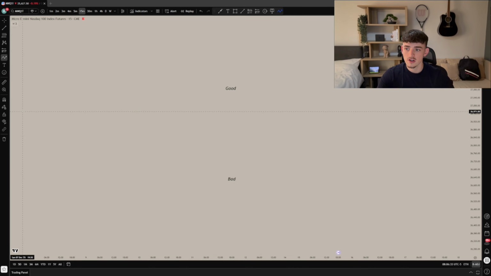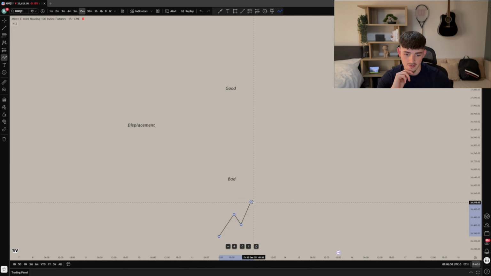Now, when you're looking for good versus bad market structure shifts, you want to be looking at displacement. Okay, so displacement is the key to all of this, right? Good displacement, good market structure shift. Bad displacement, bad market structure shift. Okay, what do I mean by this? What is displacement? So, bad market structure shift, we might be having an uptrend, and then we have this slight change here, and then we just rally up.